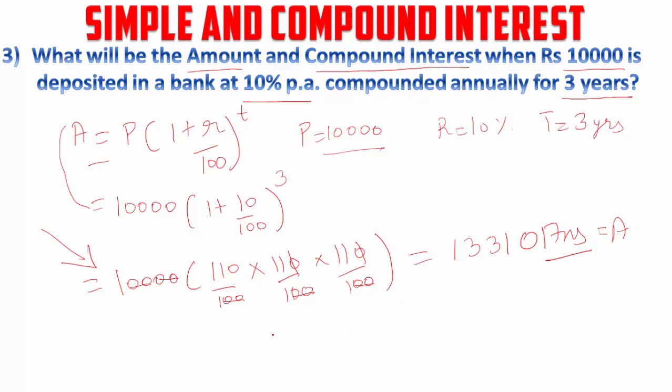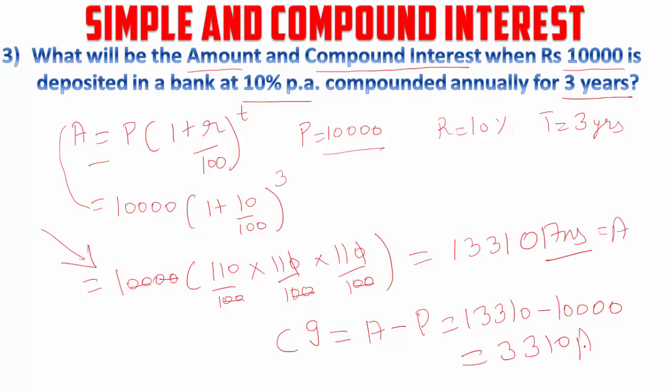Now we also have to calculate the compound interest. Compound interest will be amount minus principal. That is 13310 minus 10,000, that is equal to 3310. That is our answer. Now we move on to our fourth question.